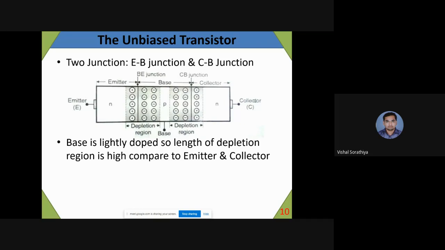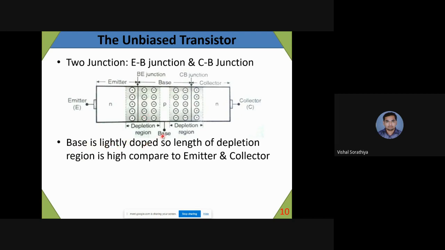If you are not applying any power supply to any terminal, then by default, between base and emitter, take the laser pointer, yeah. Between the base-emitter junction, N is here and P is here, so a depletion region has been created. You observed a similar thing in your diode characteristic. Under the no-biasing condition of the diode, it creates a depletion region between the P and N junction. Similarly, this side also forms a PN junction at the collector-base junction, so it also creates a depletion layer here.